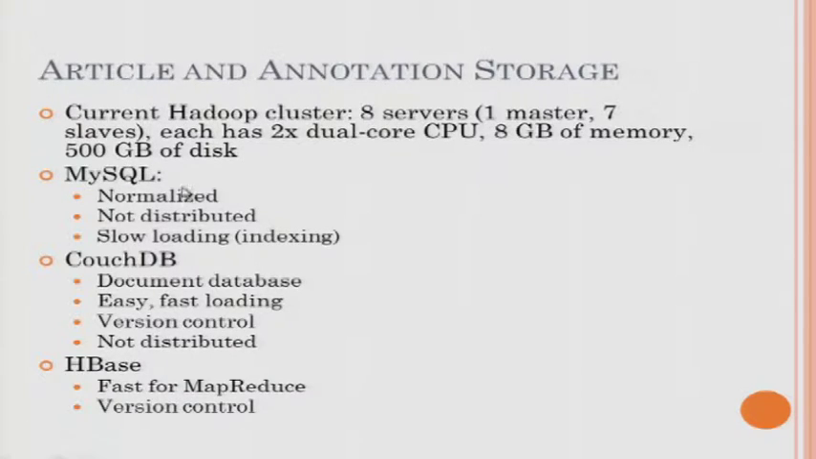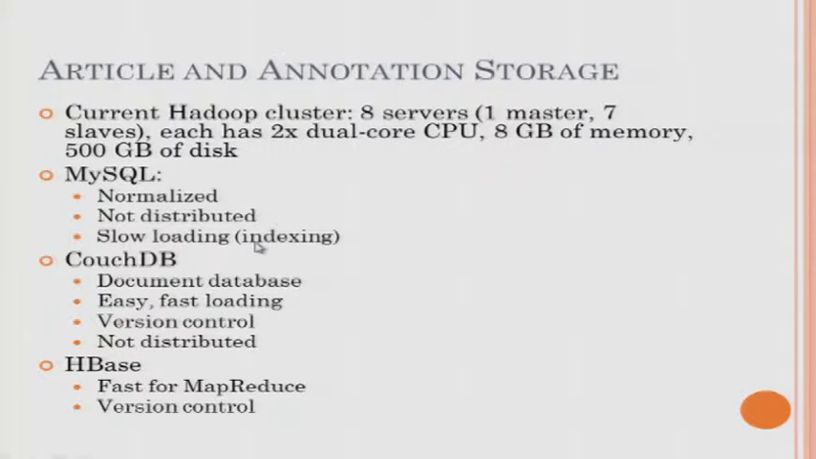At the beginning, we tried to use MySQL. MySQL is a relational database, so everything is normalized. There is a lot of overhead, and it's not distributed. So if we use the Hadoop MapReduce framework, the bottleneck is all in MySQL. Because it uses indexing, loading is very, very slow. Usually loading all 23 million articles will take weeks.